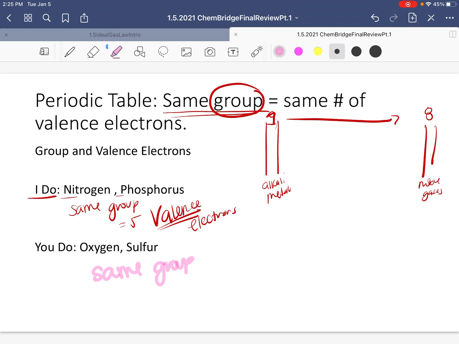Same group, which is group 6, which equals the same number of valence electrons. Again, I cannot stress this enough. Valence electrons. Because they are in the same group, they have the same number of valence electrons.